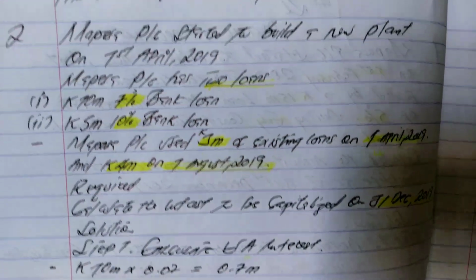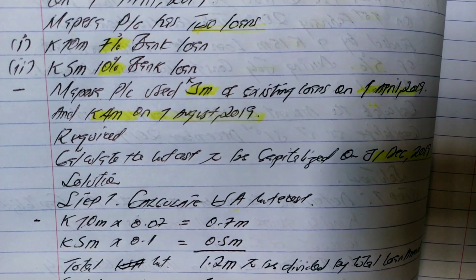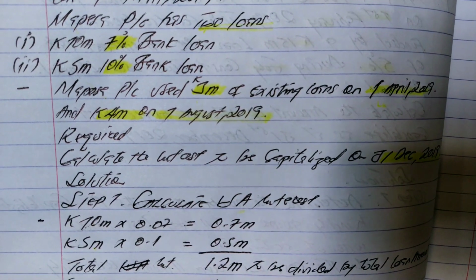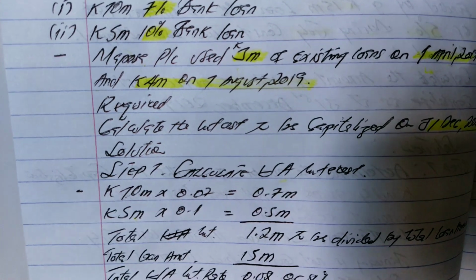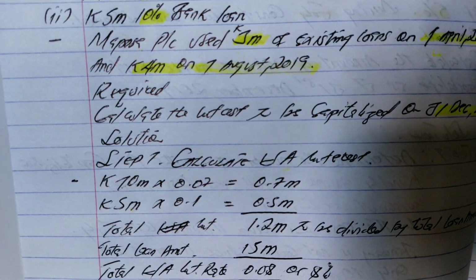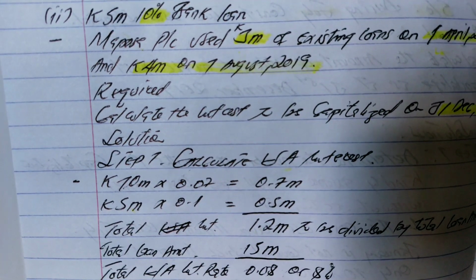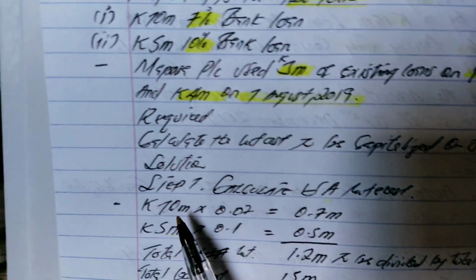So what do you do? You simply work out the weighted average interest rate. Now, how do you do that? The first thing you do is come up with the total interest and then divide by the total loan amount. So look at the total interest.